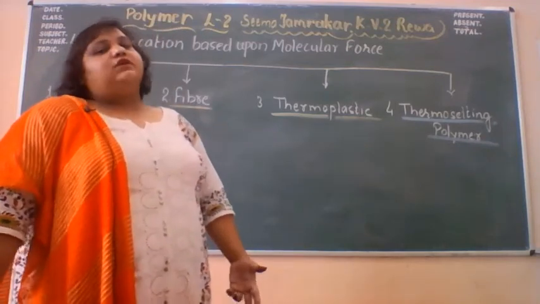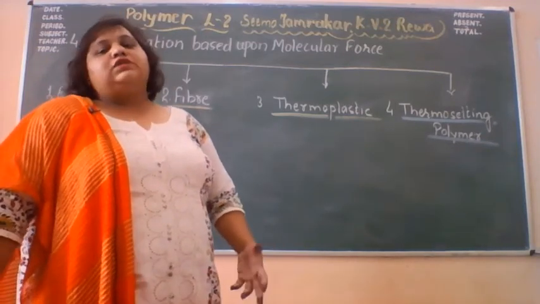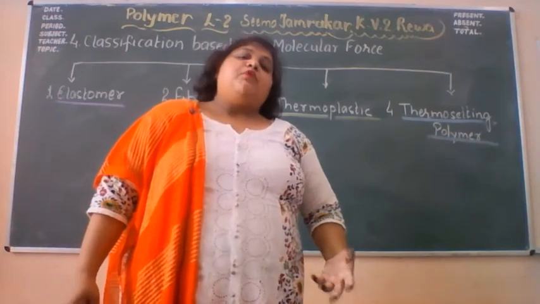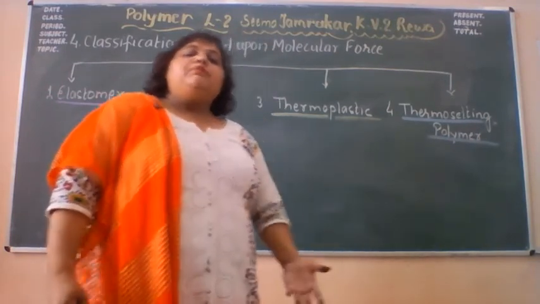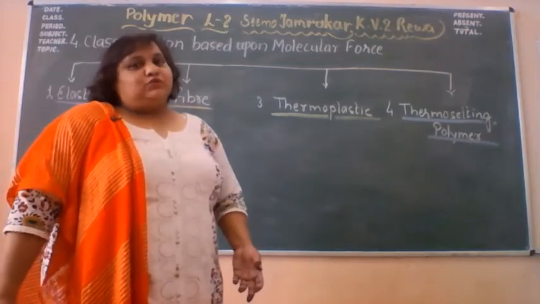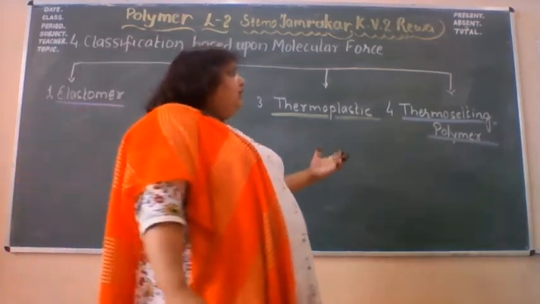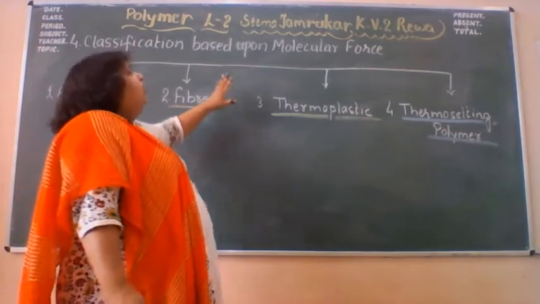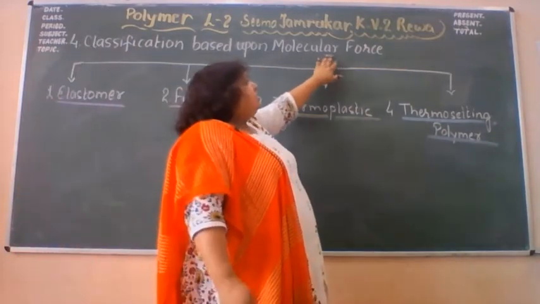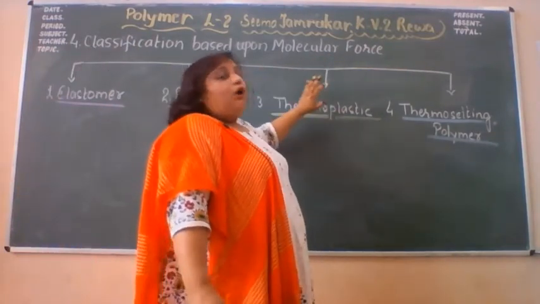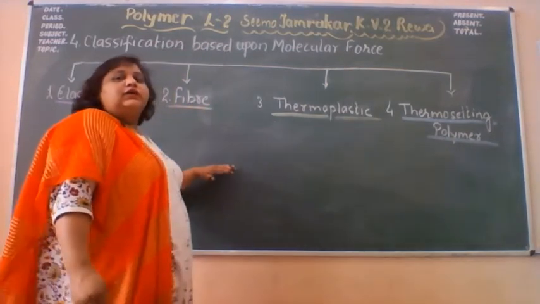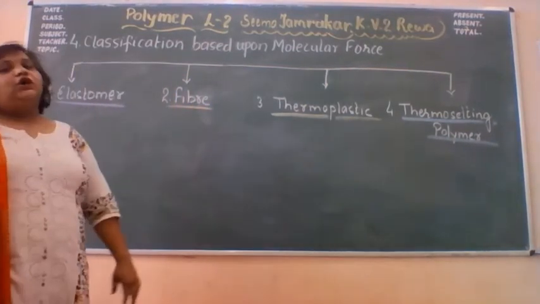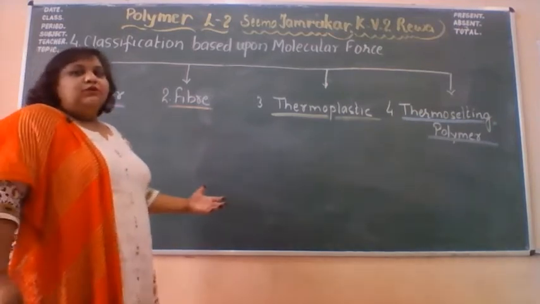It may be a physical force, it may be a chemical force, it may be a covalent bond, it may be an electrovalent bond, it may be a hydrogen bond, even it may be a dipole interaction also. But definitely there is some sort of force that binds the monomer units. On the basis of that, this is the fourth classification of the polymers.